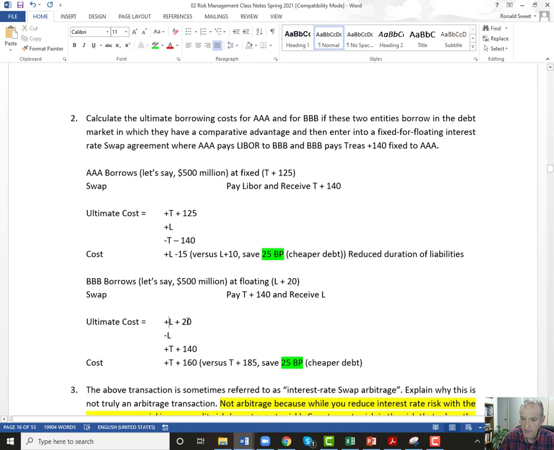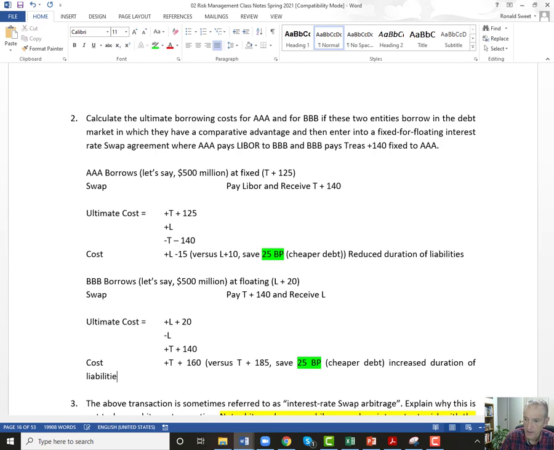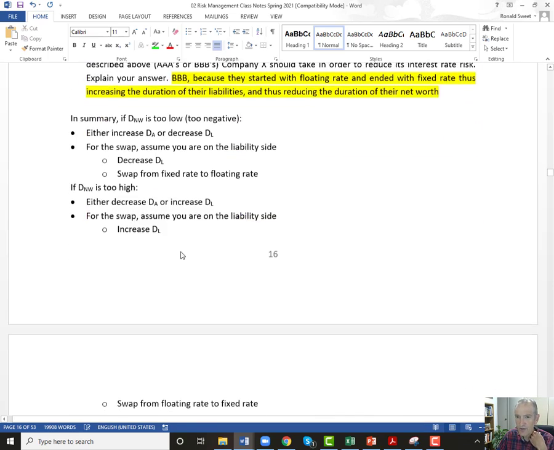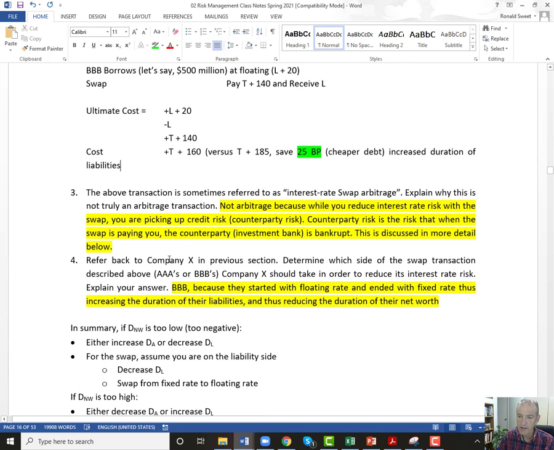BBB started floating and ended up fixed. They increased the duration of liabilities. So which side of the transaction do we want to be on? Well, remember, we wanted to be on the side of the transaction that increases the duration of liabilities. Our duration of net worth was too high, so our duration of assets needed to be reduced. Our duration of liabilities needed to be increased. We wanted to be on BBB's side of the transaction.